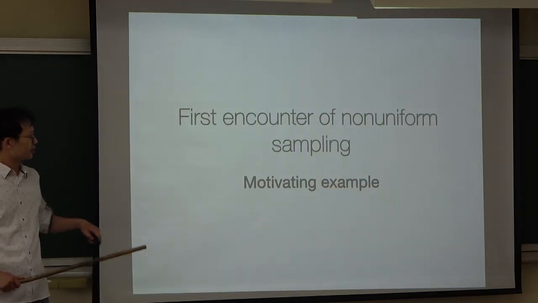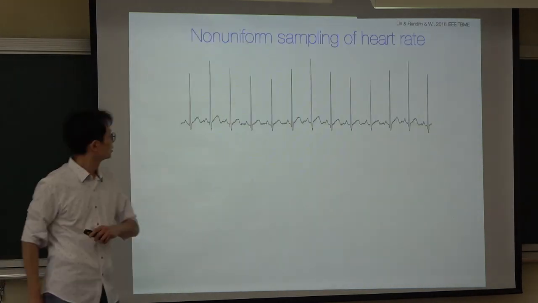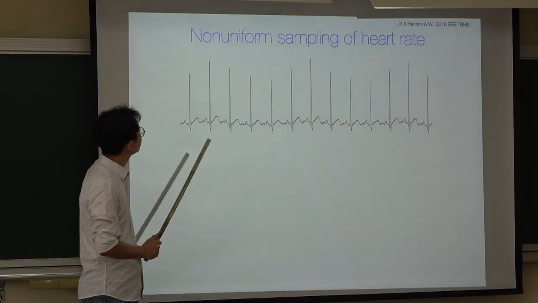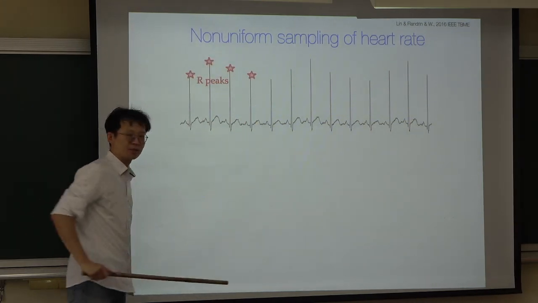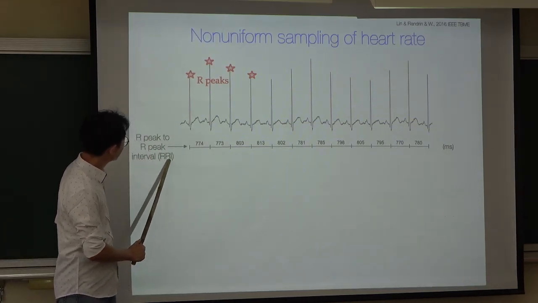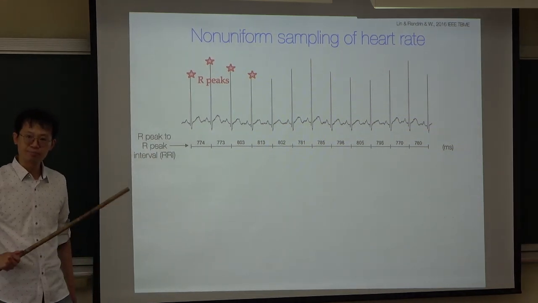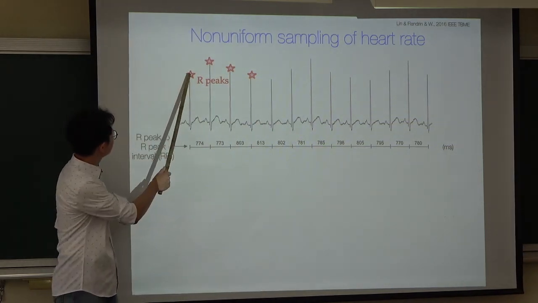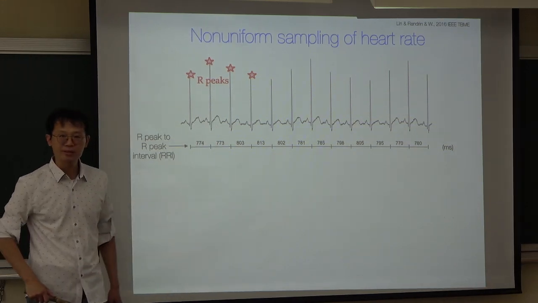So let's take a look at non-uniform sampling and why it is important. Recall this is the ECG signal, the electrocardiogram signal, and you can easily determine those peaks. Those are called R peaks. You can use the peak-to-peak interval, called the R interval, RI, to measure how fast your heart beats per cycle. This is in units of milliseconds, which tells you that from the first cycle to the second cycle, it takes 707 milliseconds.